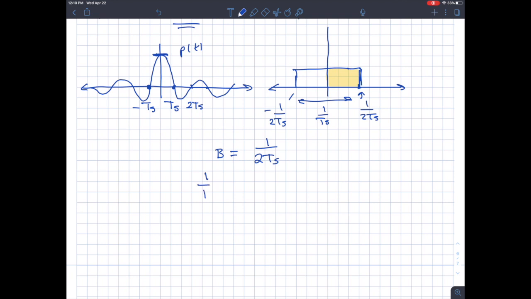So 1 over TS is the message rate, how fast we're sending symbols through the channel. Each of those symbols carries different amplitude levels. Okay, so if I solve for 1 over TS, I get 2B. So if I have a bandwidth of B hertz, that gives me a fix on how fast I can send levels or symbols through the channel.